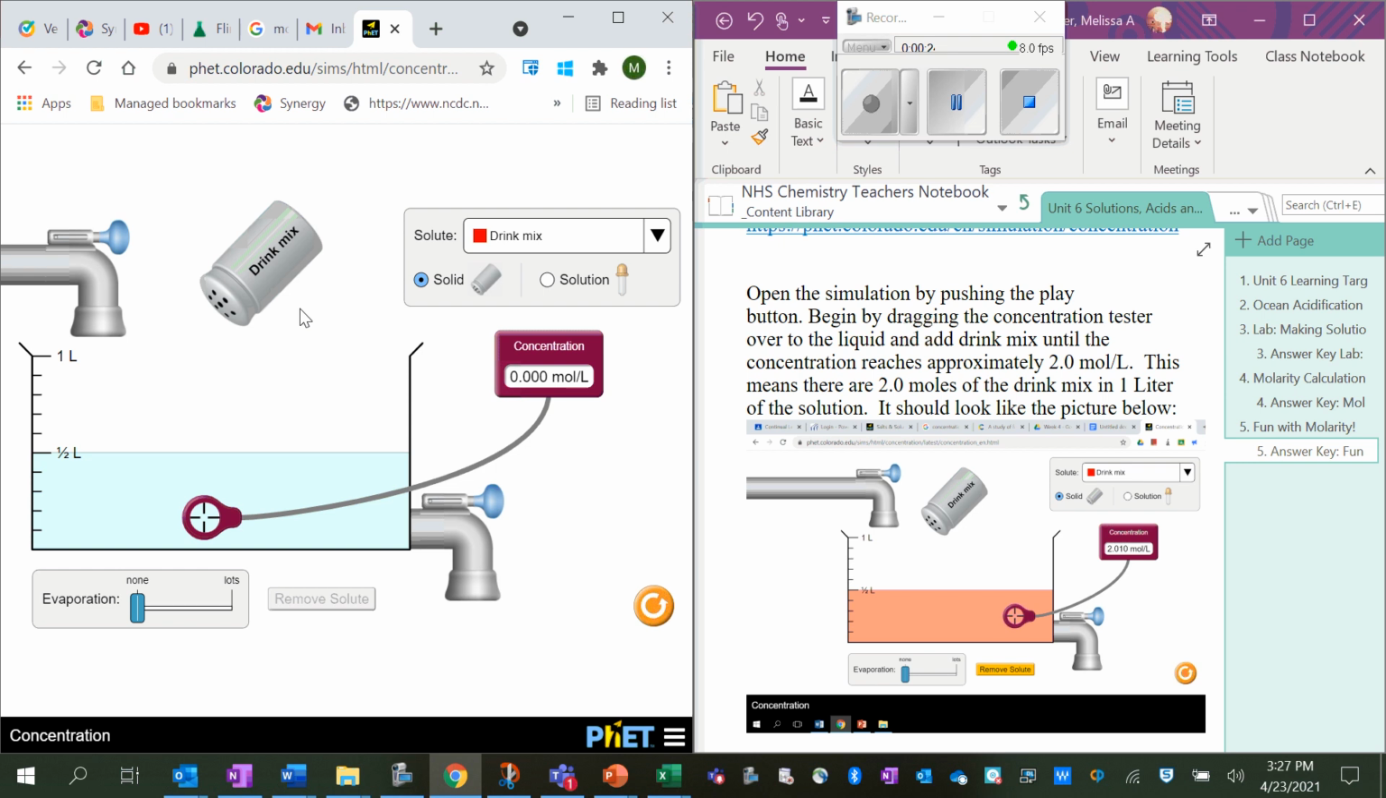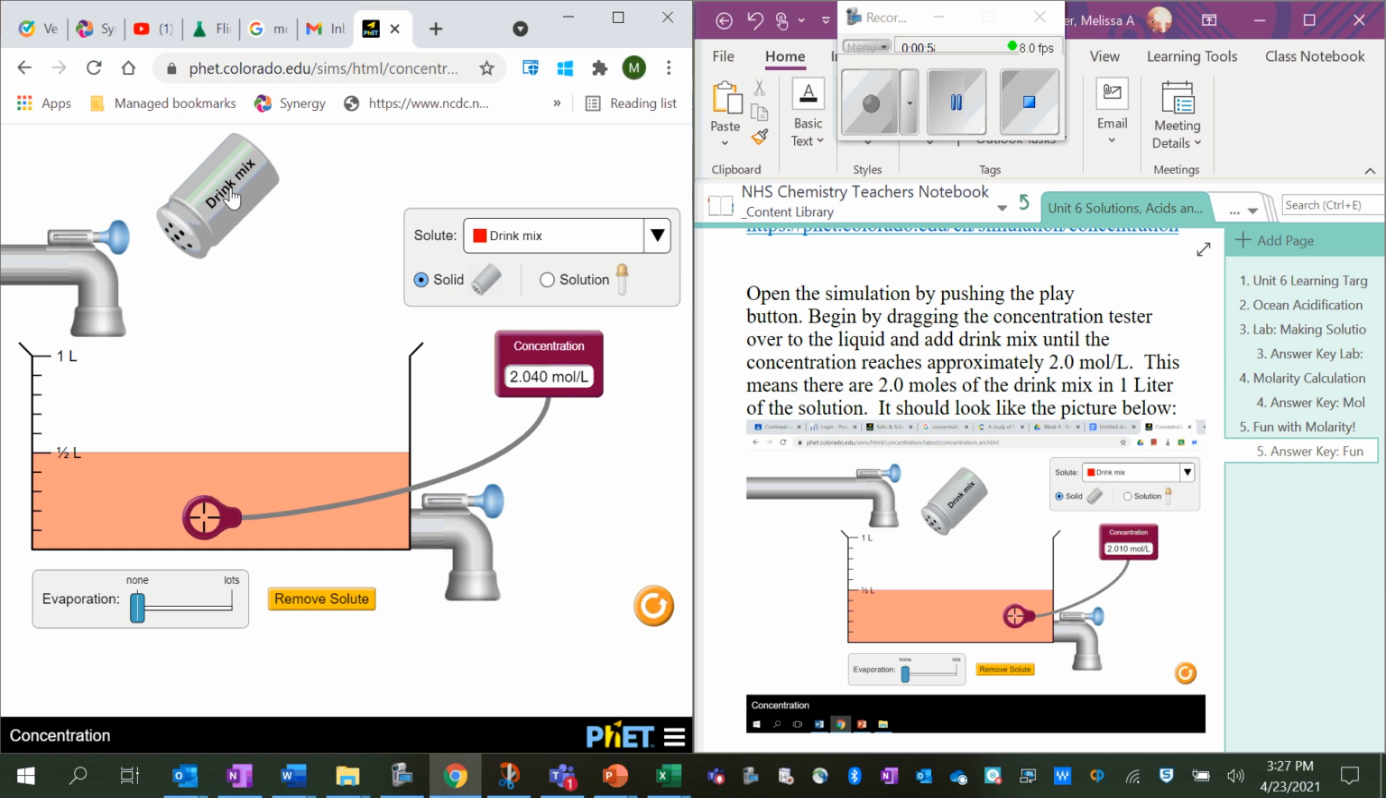It says add some drink mix until the concentration equals about 2 moles per liter. So I gotta go kind of slow because I don't want to do too much. Stop. Too much. 2.5. Okay, hang on. Let me try again. This is gonna be one of those annoying simulations, isn't it, where you want to be like a perfectionist about it. Maybe it's just me.